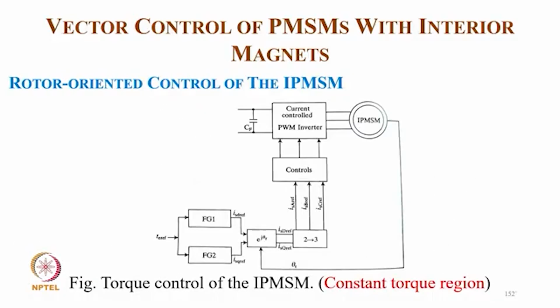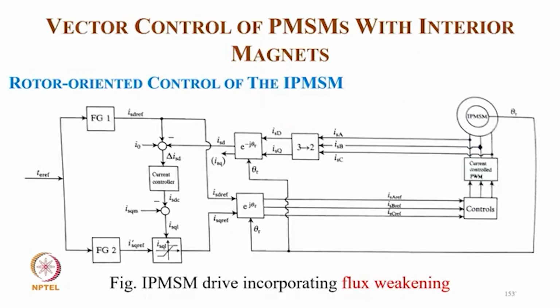Like typically the torque control of the interior permanent magnet motor for the constant torque region. So we have a torque reference from which we get the Id Iq, and from the position we convert into the stationary reference frame Id Iq, and convert to the three-phase reference current, with a current control for the rotor field oriented control mode. And this is the rotor control typically with incorporating the flux weakening.